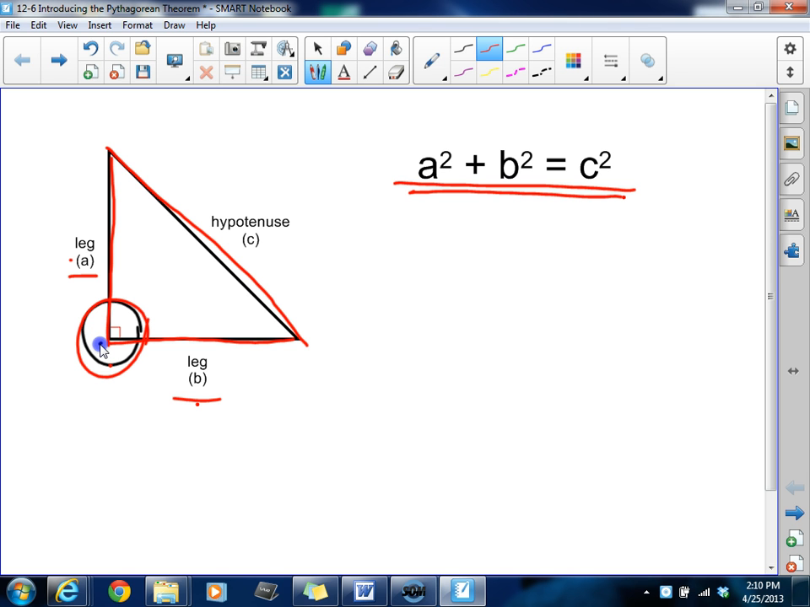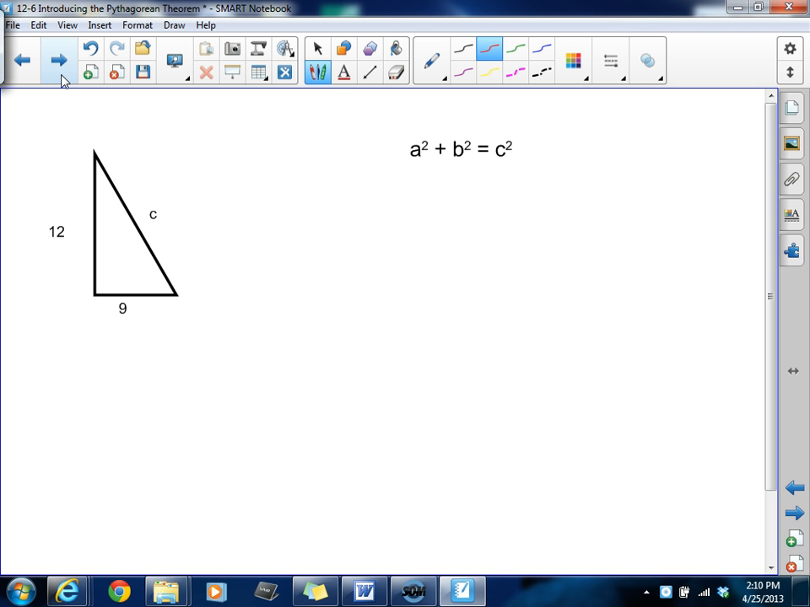It's actually very interesting. It's called the Pythagorean Theorem. a squared plus b squared equals c squared. It's called the Pythagorean Theorem. I can use that formula to find the lengths of the sides in any right triangle. Just right triangles. Okay? Alright, enough talk. Let's go ahead and put this into action.